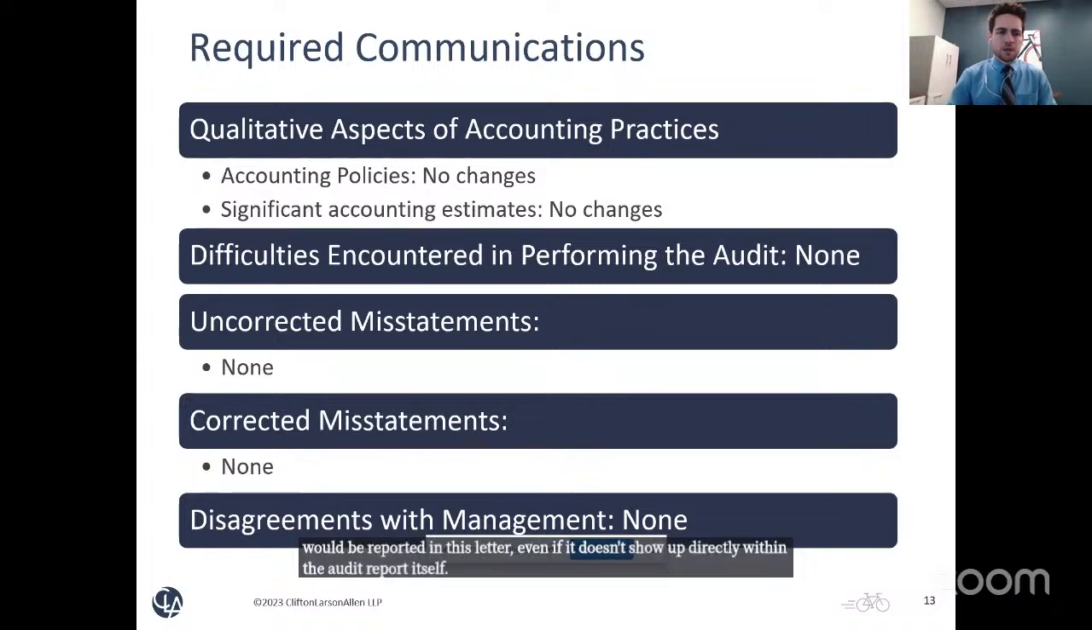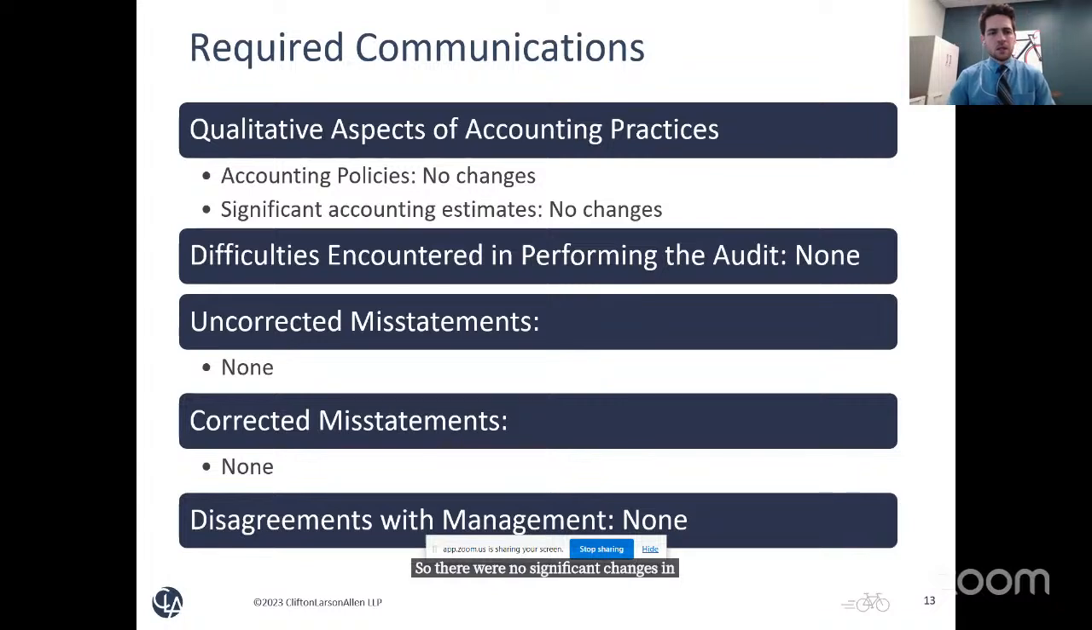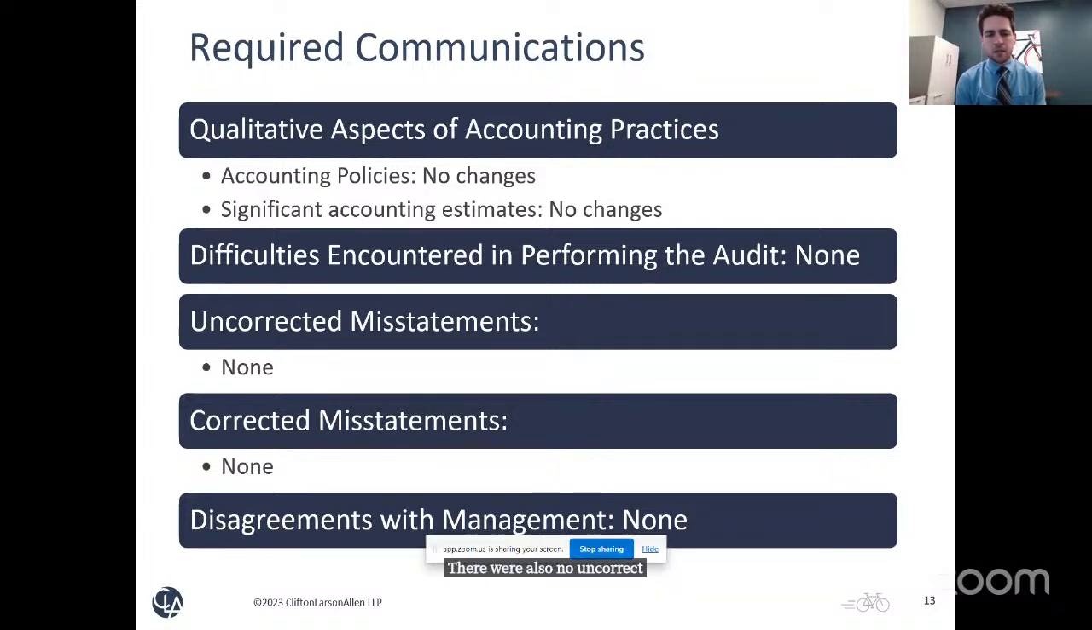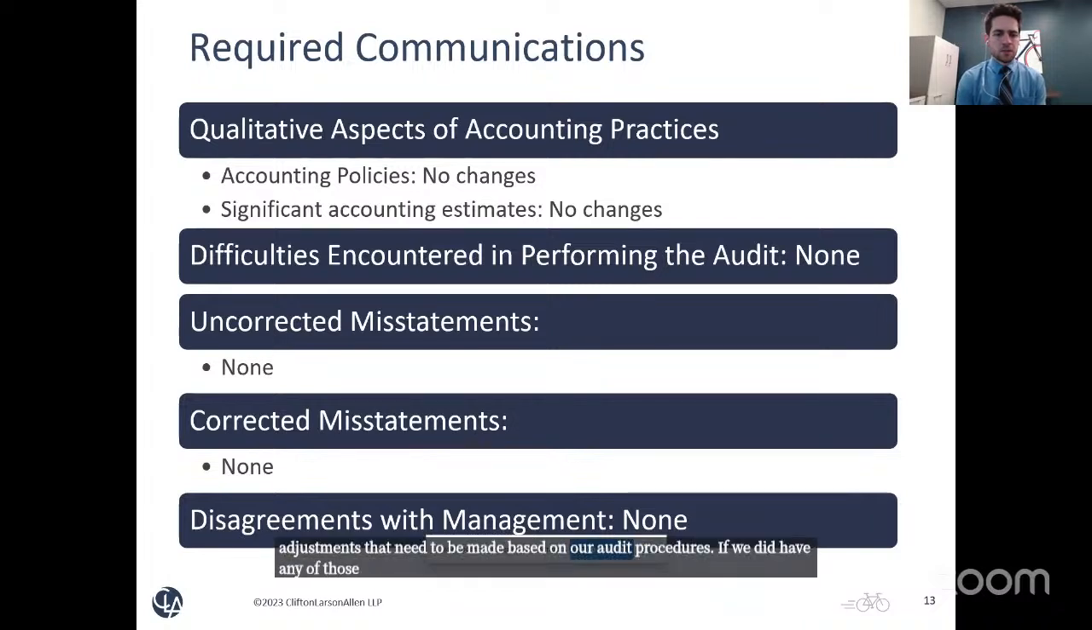So there were no significant changes in accounting policies or accounting estimates, and no new governmental accounting standards that were required to be implemented. There were also no uncorrected or corrected misstatements. As we issue our audit report, we're saying that we believe the financial statements are materially correct. But if during the audit process we had adjustments that needed to be made to the financial statements to get us to the point where we could issue that clean audit opinion, those would be listed here.